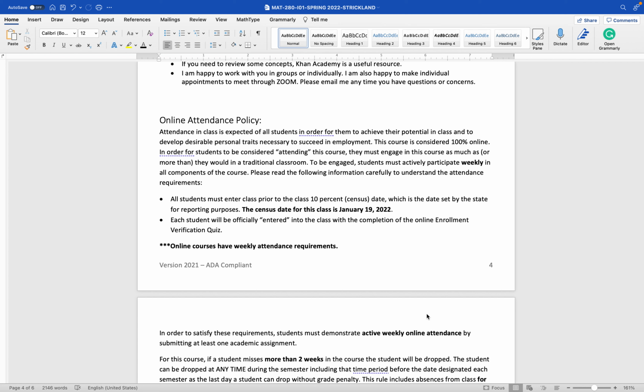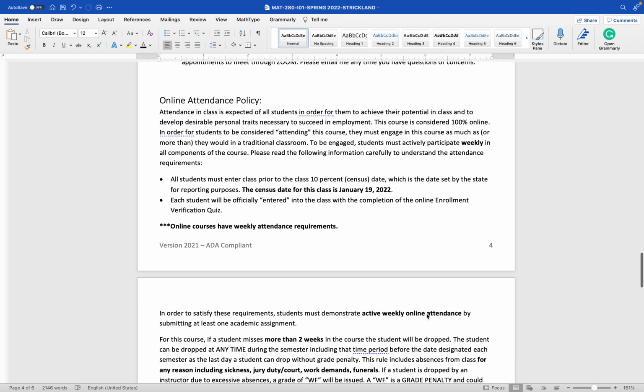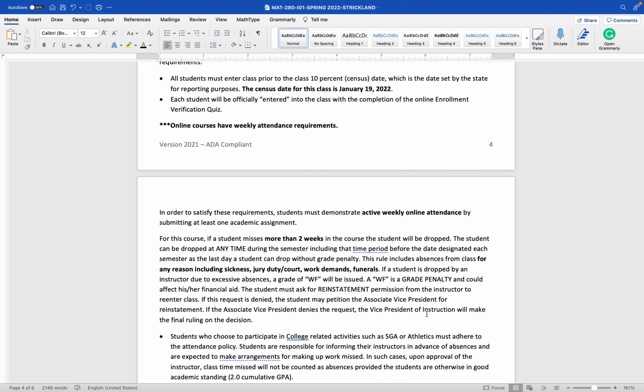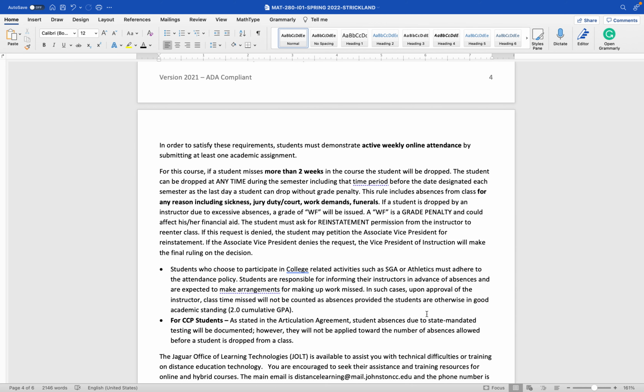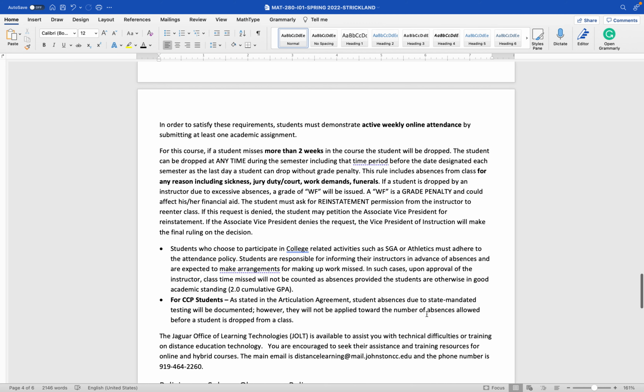All students must enter the class prior to the class 10% or census date, which is the date set by the state for reporting purposes. The census date for this class is January the 19th, 2022. Each student will be officially entered into the class with the completion of the online enrollment verification quiz. And online courses do have weekly attendance requirements. In order to satisfy these requirements, students must demonstrate active weekly online attendance by submitting at least one academic assignment.